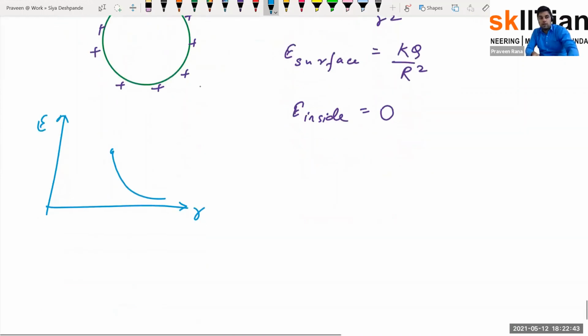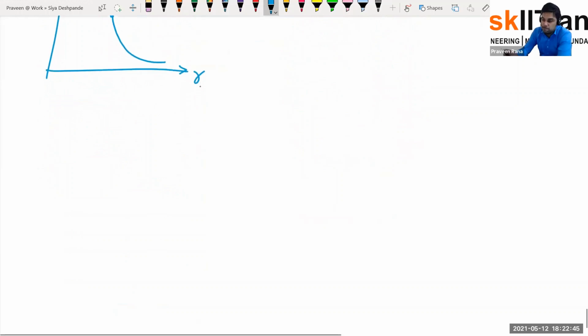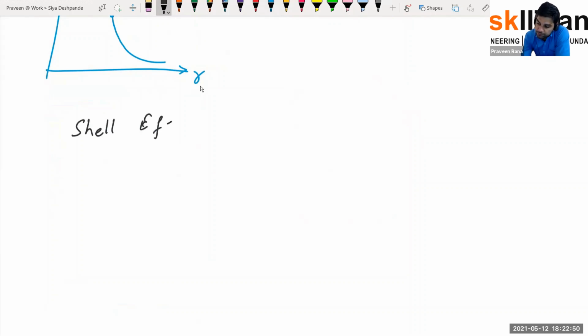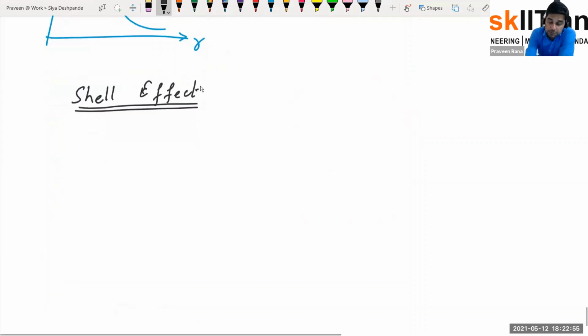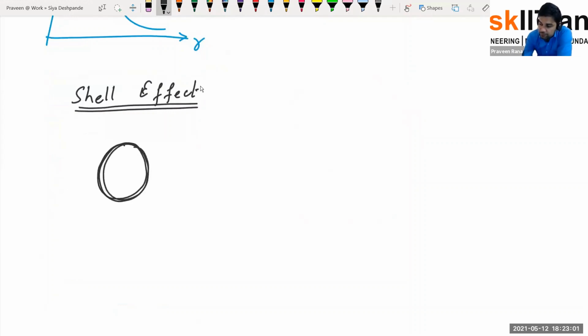Now, there's another term. Let's just call it shell effect. So look, let's just say you have a shell, and now you have placed a charge inside this. So what do you think will be the net force on this charge due to the sphere?